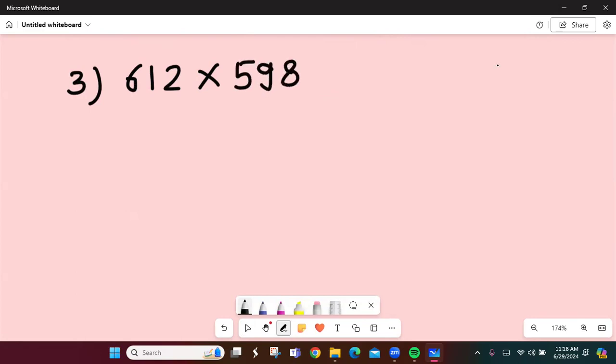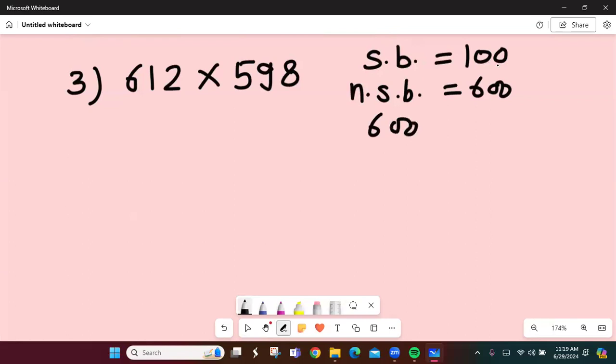Now, in this case, you can easily see that since both the numbers are 3-digit numbers, the standard base, I will take it as 100. Why? Because there is a multiple of 100 that is closer to both these numbers, and that is 600. That means I will take the non-standard base at 600 in this case, and 600 is 6 times 100.